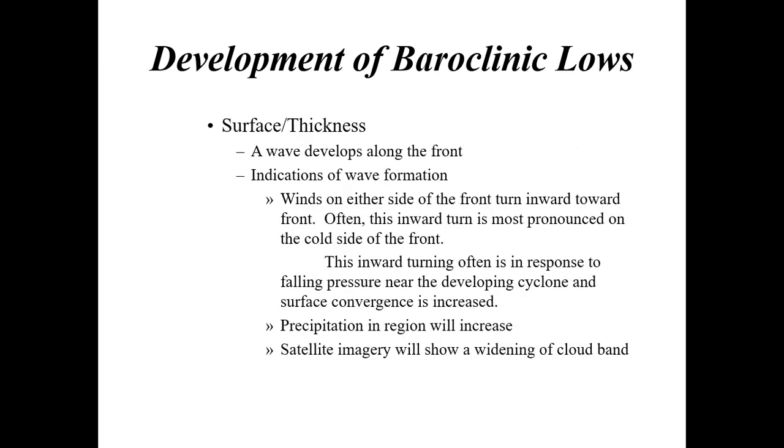So once that wave develops along the front, how can we tell if a wave or an area of low pressure has formed along the front? Well, once that happens, we get winds at either side of the front that are going to turn inward toward the front. A frontal boundary is basically an area of low-level convergence in the atmosphere, where the winds basically come together along the frontal boundary. Often this inward turn is most pronounced on the cold side of the front, and this inward turning often is in response to falling barometric pressure. Again, because a frontal boundary is an area of lower pressure, the pressure is going to fall in the vicinity of it. And you get surface convergence increased.